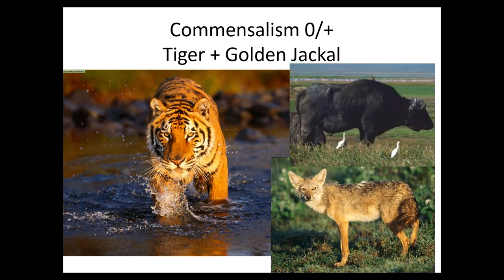Other really good examples would be these cattle egrets in Africa. Here's a giant Cape buffalo. He's moving his clumsy, huge body through the grass. That kicks up things like frogs and insects. The cattle egrets follow along. They eat the insects, but it has no real impact on the cattle at all.